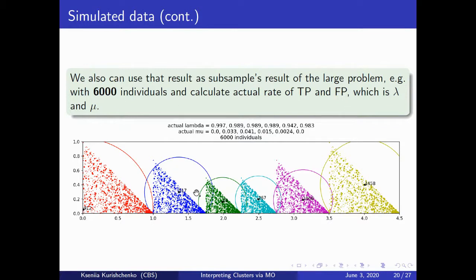And because we can calculate how good we are and how bad we are by just looking at how many individuals from new data appear here, and how many individuals we lose from new data here, then we can get this quality for new data, and we call it actual lambda mu, and it's also quite high. So we can simply use subsampling for a larger problem.